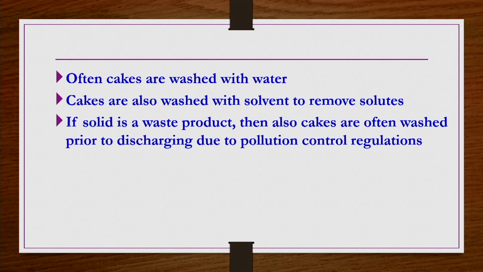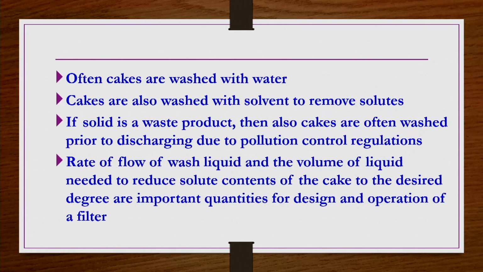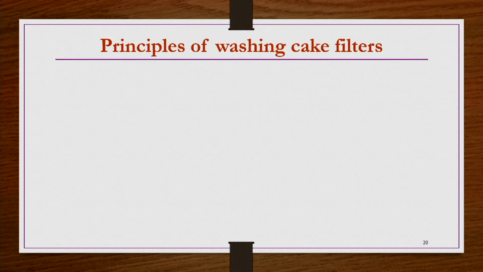Further, the volumetric flow rate of wash liquid that is used, along with the volume of the wash liquid, are two important design parameters as well as important parameters for controlling the operation of a filter. So how much liquid should be used for a given washing of a cake, and what volumetric flow rate this liquid should be used at, are going to be two important parameters for washing of filter cakes. So, let us see the principles of washing cake filters.